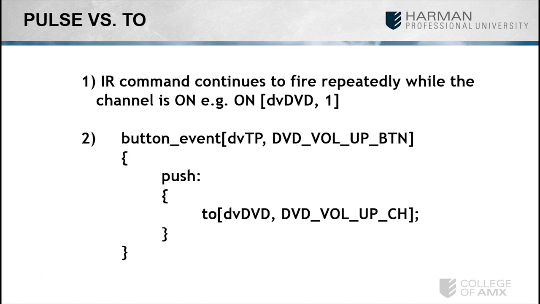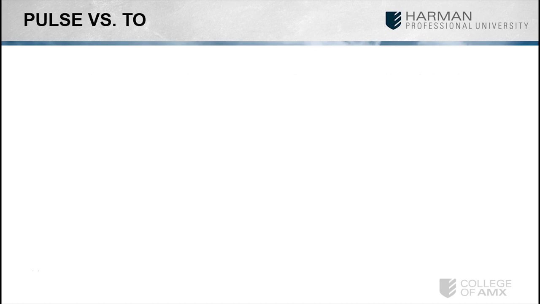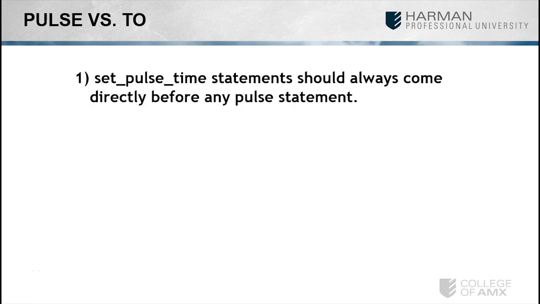The source code in the example shown is interpreted as follows. When the DVD volume up button on the touch panel is pressed, the DVD volume up IR channel is set high and held high for as long as the user has their finger on the DVD volume up button on the touch panel. We have previously learned that the default pulse time in a Netlinks controller is half a second. But why does that matter?